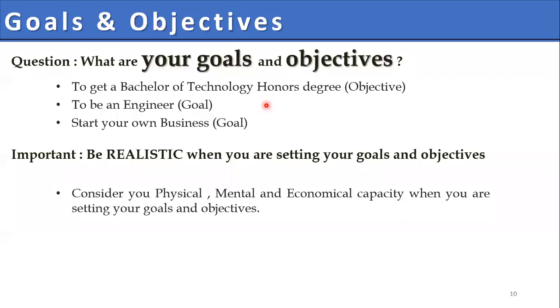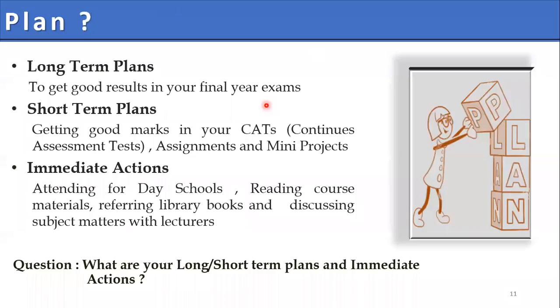Then after that, you can do planning. Okay, so what is a plan? Without doing, you can't get anything. Okay, so the main thing is doing. So we need to plan. If you set your objectives and goals, then we need to plan accordingly. Okay, so with that, we have a plan.